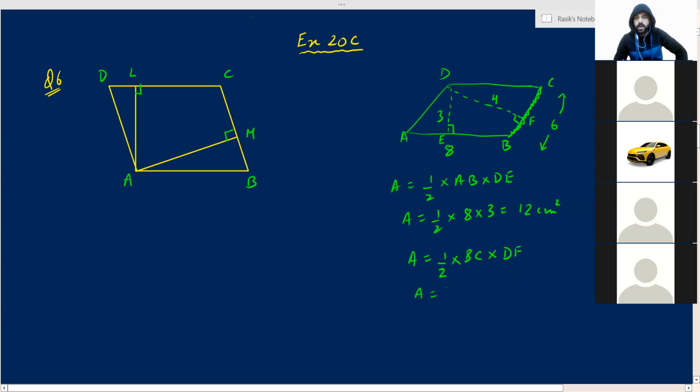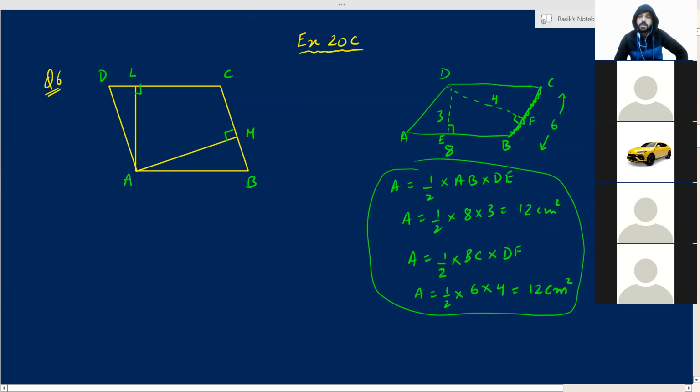Now you calculate the area of the parallelogram. Base BC is 6, DF is 4. Again the area is the same, 12 centimeters square. Am I right or not? The area is the same again. So this shows that if we find the area of any parallelogram and change the base and height of the parallelogram, the area will remain the same. Are you getting the concept? Are you getting the point I am trying to explain?